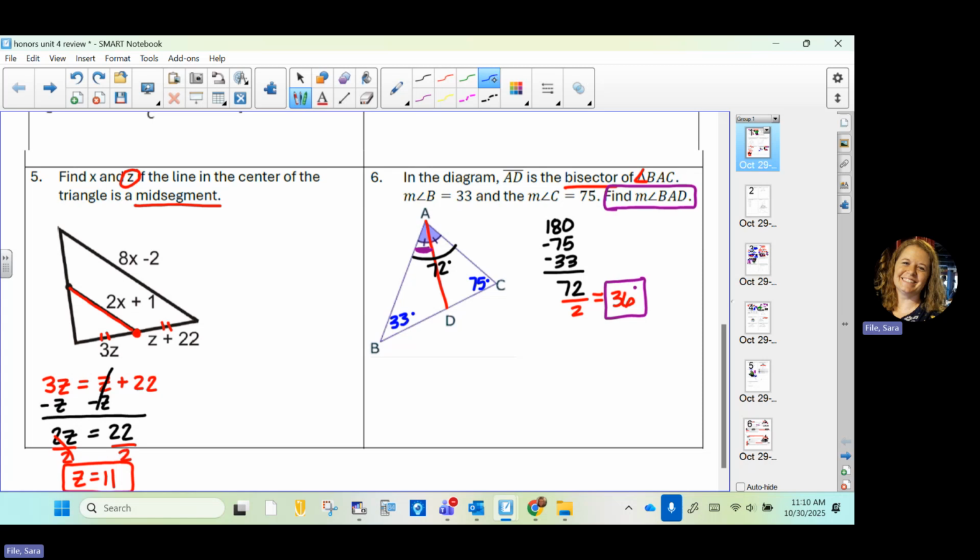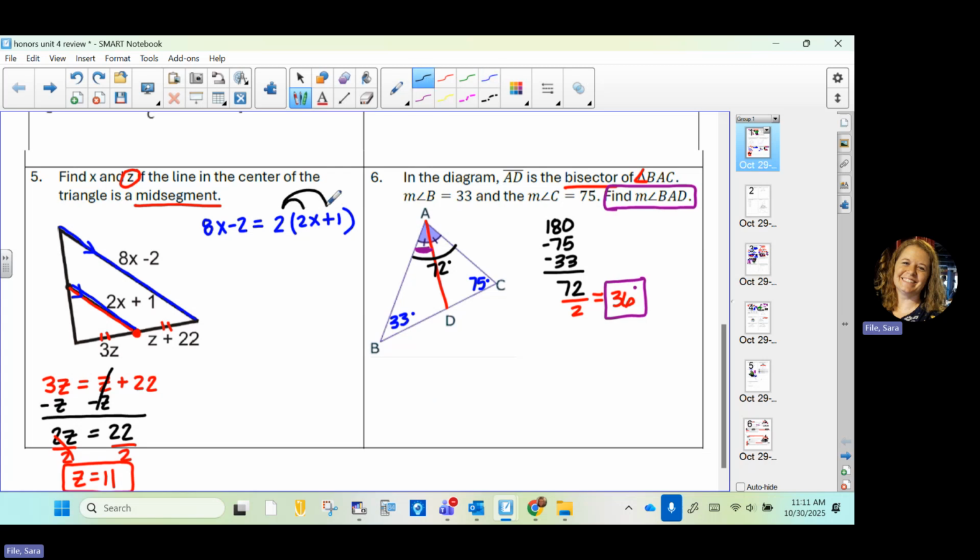So now if they told us again that this mid-segment is half the length of the side it's parallel to, correct? That means that 8x minus 2 is double 2x plus 1. Or you could set it up: 2x plus 1 is half of 8x minus 2. Both of those will work if you do the algebra correctly.